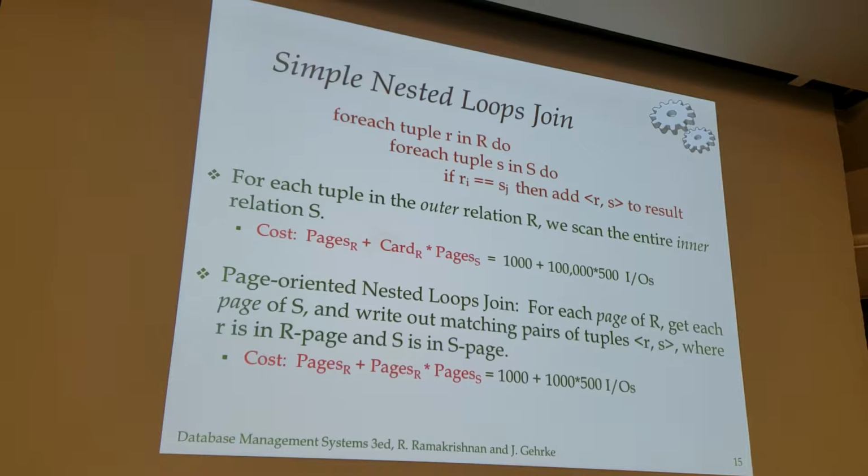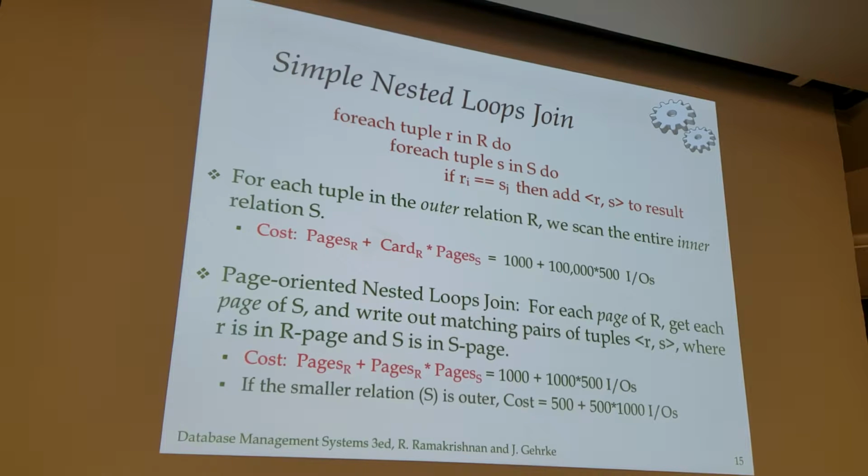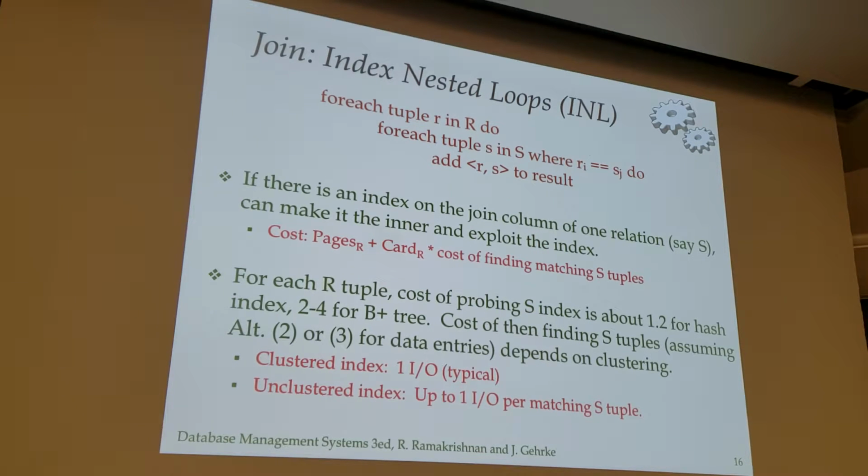And of course, it's symmetric. We could have S on the outside instead of having R on the outside, and that would actually reduce the cost by 500. So that would be better.